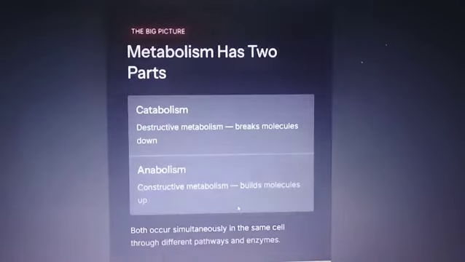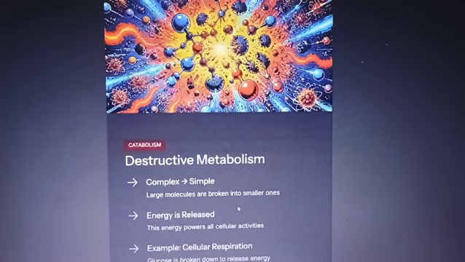Now, metabolism can be broadly divided into two types: catabolism and anabolism. Now let's understand them one by one. Catabolism. Catabolism is also known as the destructive metabolism. In this process, complex molecules are broken down into simpler molecules, and during this process of breakdown, energy is released. This released energy is then used by the cell to perform various life processes.